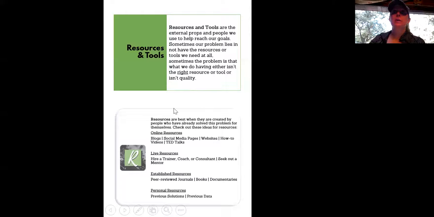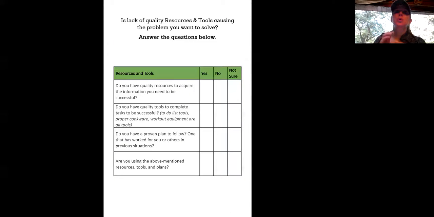So your first question is going to be, do you have quality resources to acquire the information that you need to be successful? So yesterday we talked about having information and having the right information, and that comes from your resources. So if we go back and we look at that list that we talked about, maybe a mentor, maybe there's a person, a coach that can help you. Okay. Personally, I'll be using a coach for my macros, right? So that is a great resource.